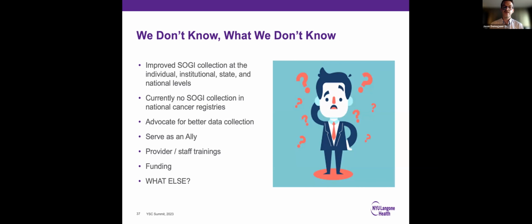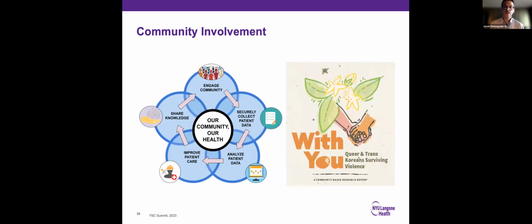Advocate for provider staff training, push the envelope for future funding to really provide opportunities to do better national studies. And then other things that people may not have thought of, you can think of as a way to really promote that inclusion. And community involvement, I can't emphasize more how important this truly is, because I really think that nothing about us without us should be the standard, because we don't know what we don't know.